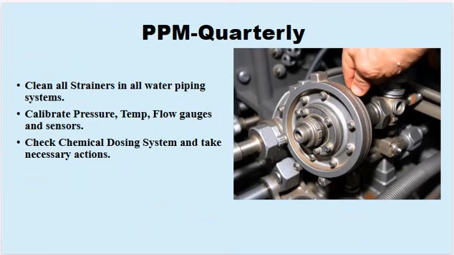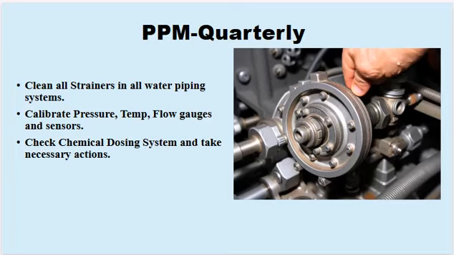The quarterly planned preventive maintenance, PPM, schedule encompasses several critical tasks that must be performed every 3 months to maintain optimal system performance. First, all strainers in the water piping systems must be thoroughly cleaned to prevent flow restrictions and ensure proper water circulation throughout the system.